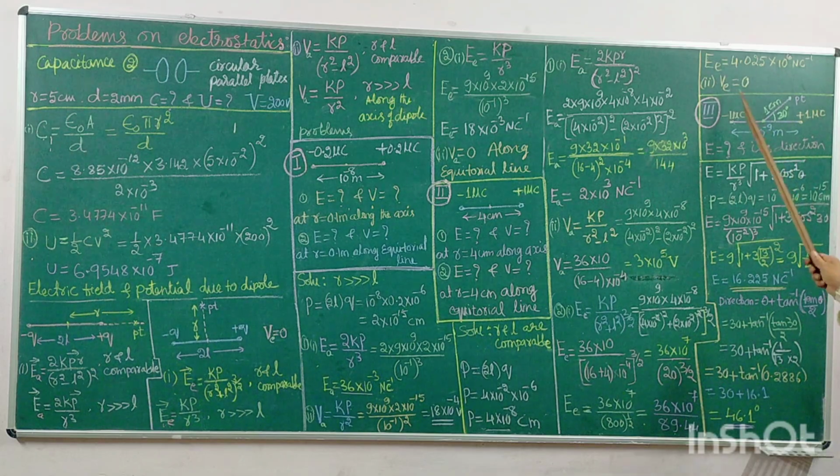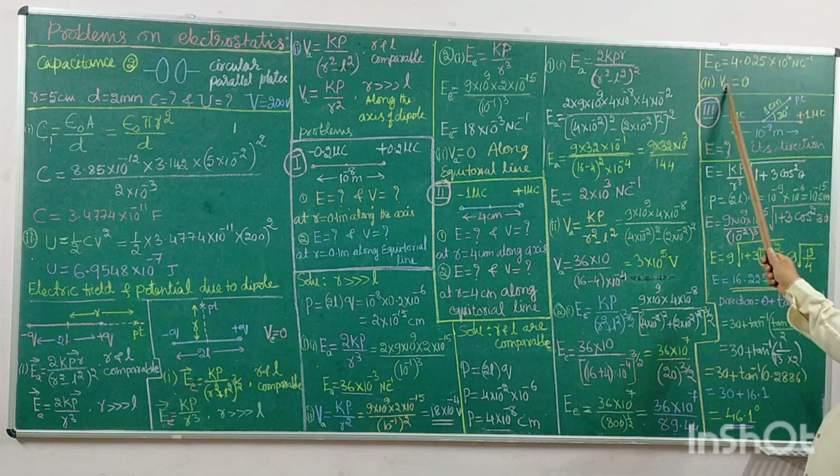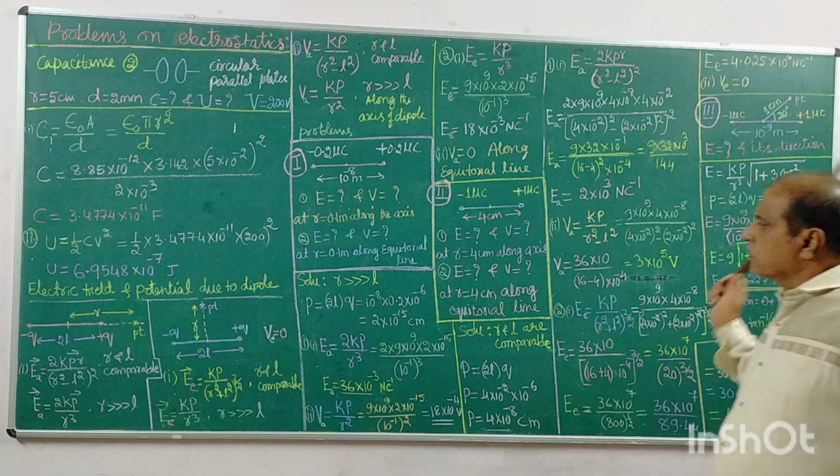And as you know, potential along the equatorial line is 0. Any value given, this is common for all of these.